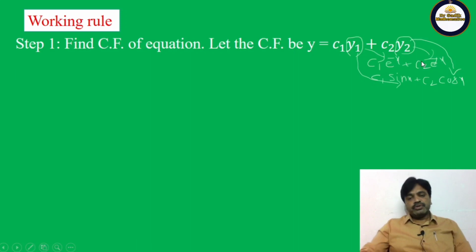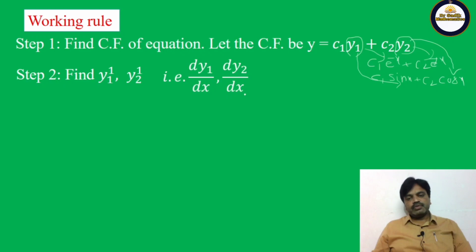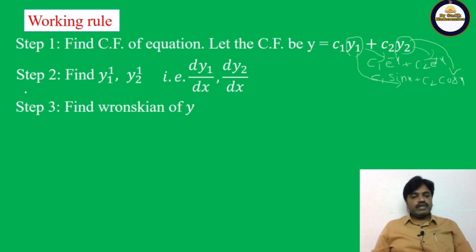Later, in step 2, we simply differentiate, friends, and find y1' and y2', that means dy1/dx and dy2/dx. You differentiate these two functions. Later, this step is very important, friends. We are finding the Wronskian of y1 and y2. What is the definition of the Wronskian of y1 and y2?